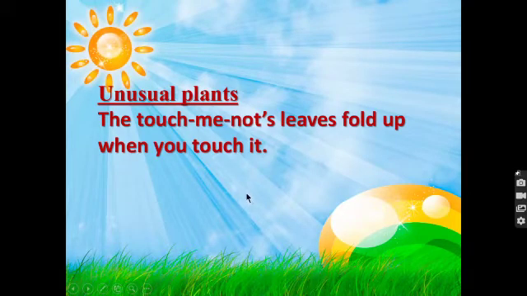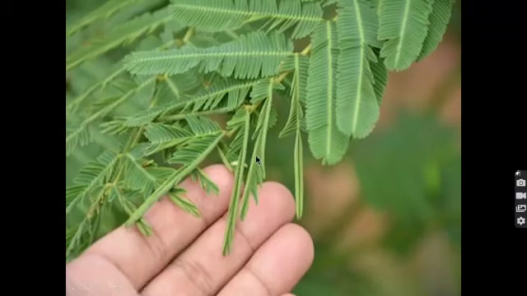Unusual plants. There are some kinds of unusual plants. The touch-me-not is an unusual plant, and the touch-me-not leaves fold up when you touch it. Now look at this, this is a touch-me-not plant, and when you touch its leaves, it folds up its leaves, and you can say it closes its leaves.